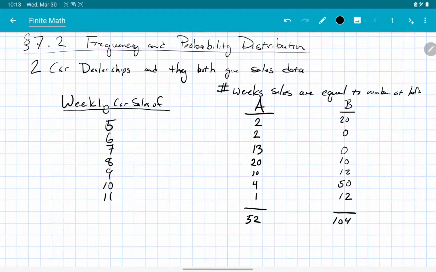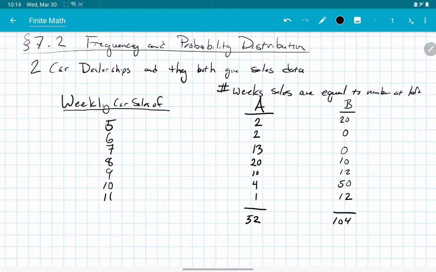Well, suppose now that you are thinking about purchasing one of these dealerships. How do you decide how to do that? Well, the data is very different. One is 1 year data, one is 2 year data, so we need to do something to try to compare apples to apples, right? Obviously, dealership B looks better because dealership A sold 10 cars only 4 times, but dealership B sold 10 cars 50 times. Like, that's insane. But we need to figure out a way to compare these reasonably.